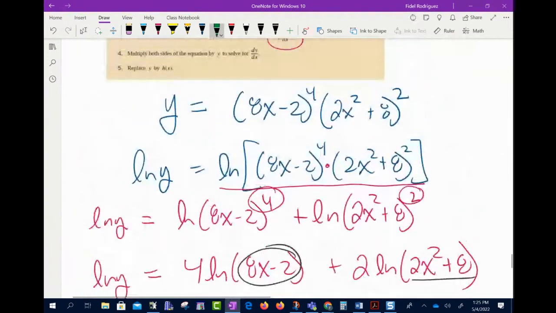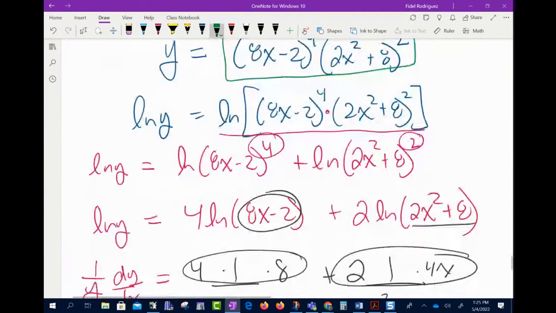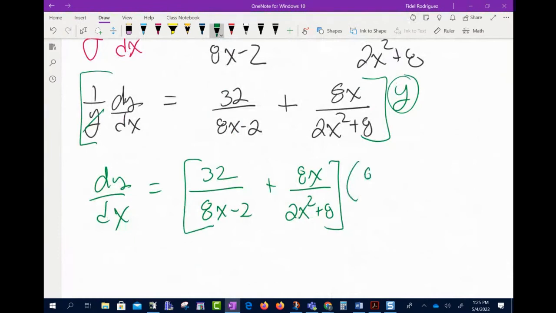Y was equal to the original function, right? So look, I'm just going to write an 8x minus 2 to the fourth and a 2x squared plus 8 squared. So right here, I'm going to put an 8x minus 2 to the fourth and then a 2x squared plus 8 all squared.